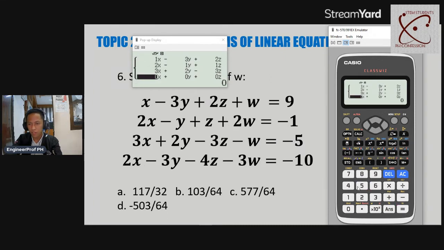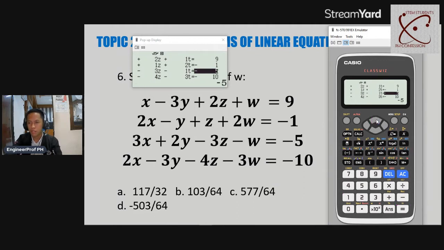Then for x, sa fourth equation, we have here 2 coefficient. For the y variable, negative 3. Input lang natin. So for z, negative 4. And for w, that is negative 3. Okay, then for the constant, that is negative 10.